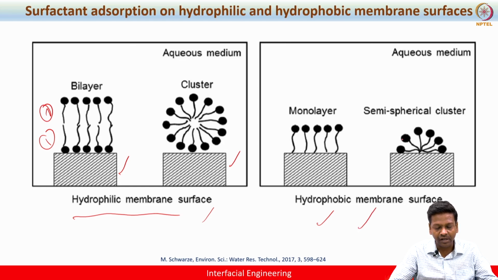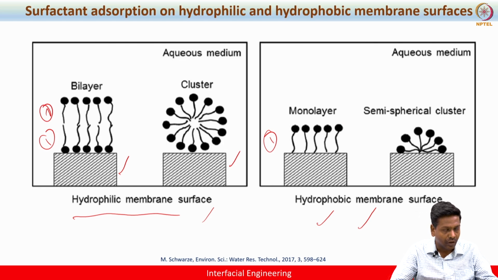The other way of hindrance is when you deal with a hydrophobic membrane surface. The surface will share hydrophobic interaction with the tail groups of the surfactants. So in this way, you will expect monolayer formation on the surface, but there will be no further layer above this monolayer, because the head groups will experience electrostatic repulsion.